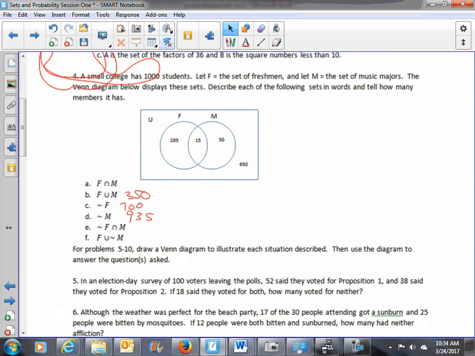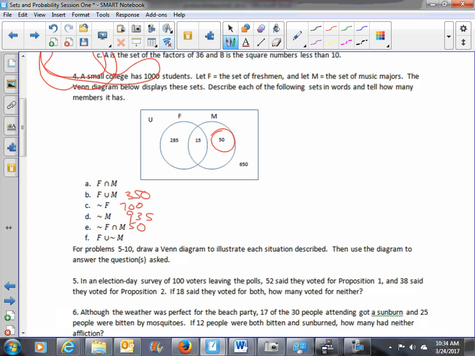Now, not F intersect M. Now that would be everything outside of F intersected with everything that is inside M, and that would just end up being this one right here. So we would get 50 members in not F intersect M. And that would be the set of students that are music majors and not freshmen.